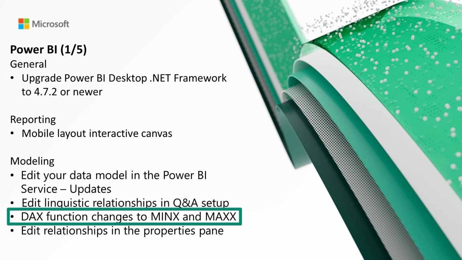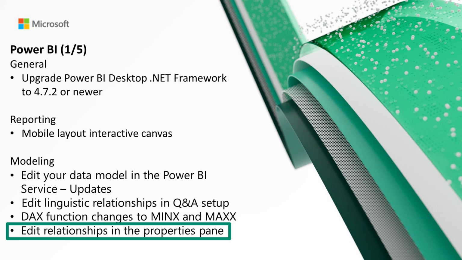DAX function changes to MINX and MAXX. We've added an optional variant parameter to MINX and MAXX DAX functions. These functions ignore text and Boolean values when there are variants or mixed data types such as text and numeric. Now, with the new optional variant parameter set to true, the functions will consider the text values.